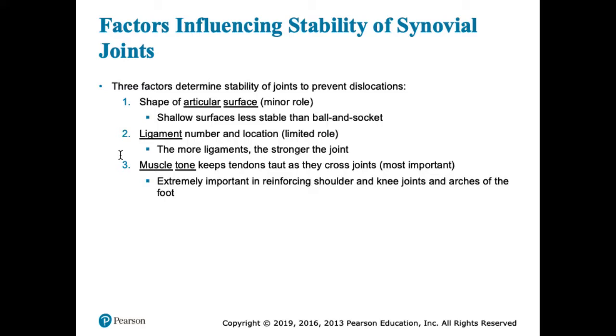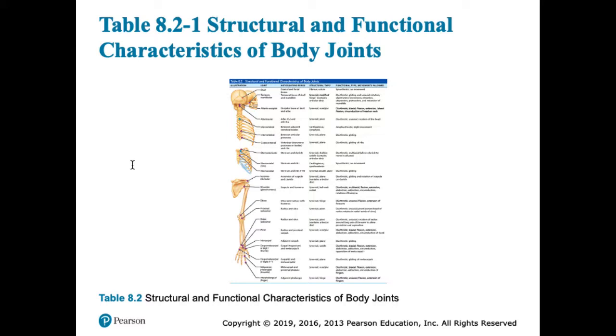So what this tells you is that while there are several factors that influence the stability of the synovial joint, muscle tone is the most important. What this tells us is we have control over the stability of our joints, that if we work our muscles and strengthen our muscles, we influence positively the stability of our synovial joints.